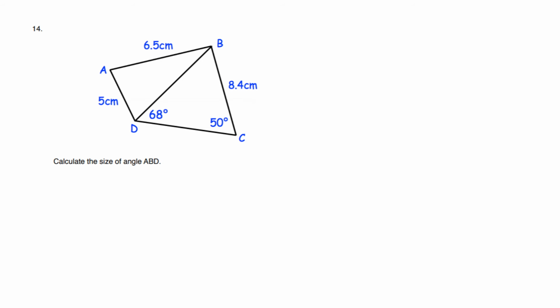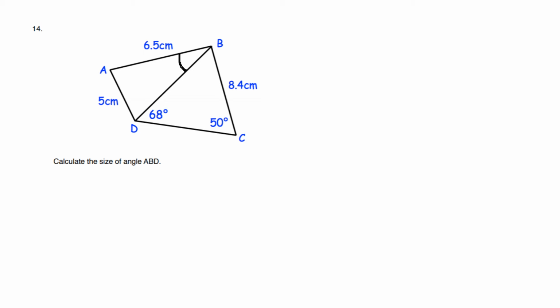So question 7 is to calculate the size of angle ABD. So that's going to be that angle there. So the first thing that I'm going to do is to calculate the length of BD, because looking at this, I can see that I can work out BD using the two angles and the length that I'm given in triangle BCD and the sine rule. Once I've got BD, I can then use the rearranged form of the cosine rule to work out angle ABD.